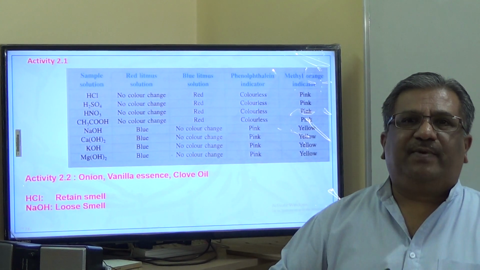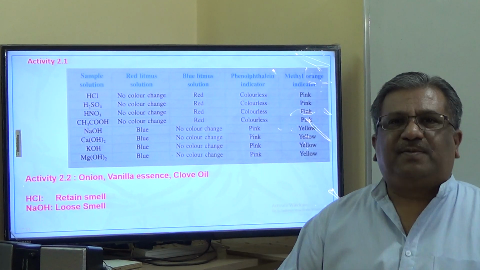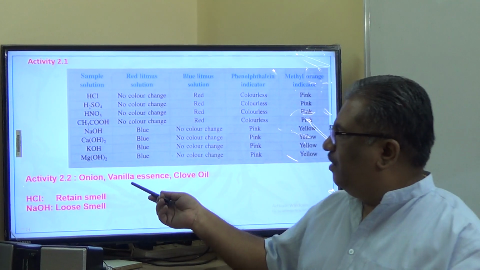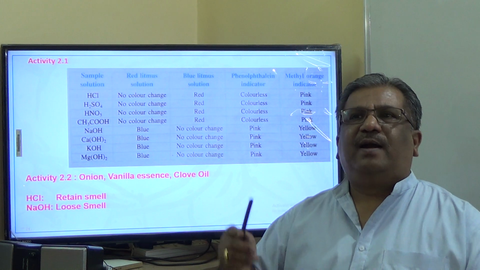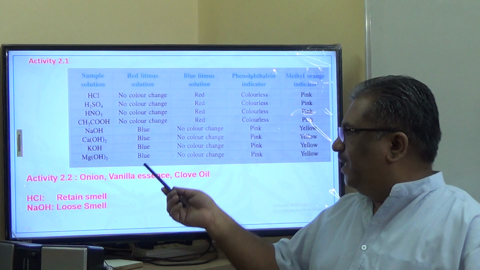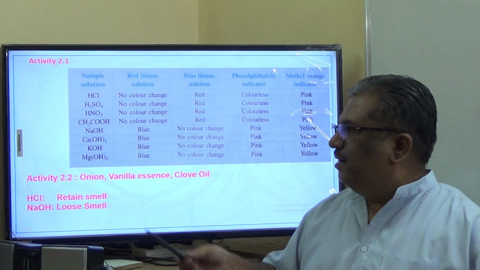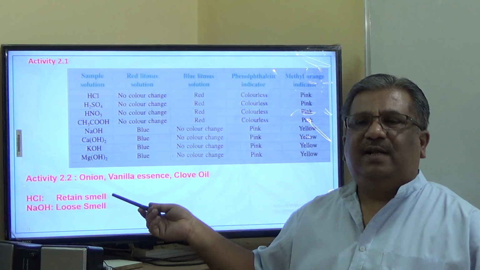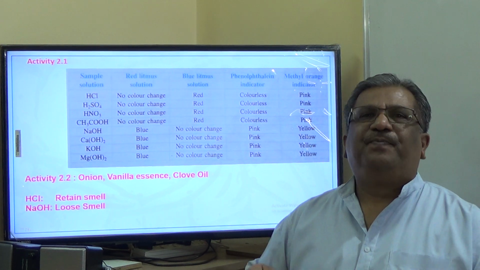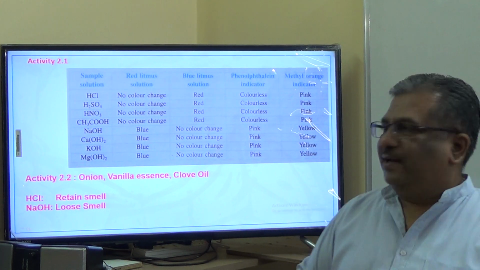Also, the same activity 2.2 discusses vanilla essence and clove oil. The same observation. What we have to do is, in a test tube, take a few ml of vanilla essence and add hydrochloric acid. In another test tube containing vanilla essence, you add sodium hydroxide. After some time, if you smell the one which has got acid, you can still find the vanilla essence smell, whereas in the sodium hydroxide solution, you will not be able to smell it. It will lose the smell there.